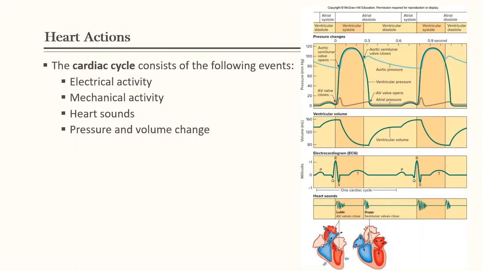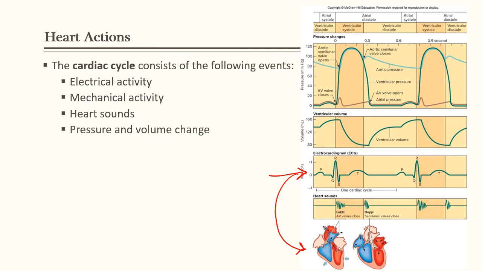Let's summarize what we discussed. First of all, electrical activity starts in the heart, and here you see an electrocardiogram graph, the P, QRS and T waves. And then we said it's the electrical activity which leads to the mechanical activity of the heart. And by mechanical activity, we mean contraction or systole and relaxation or diastole.